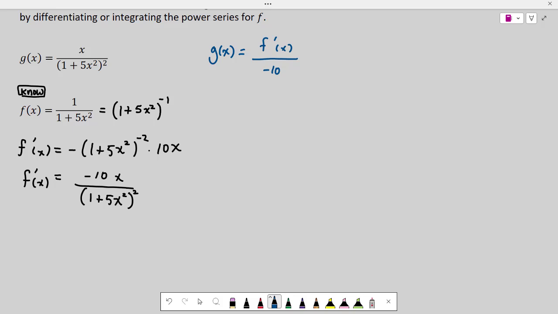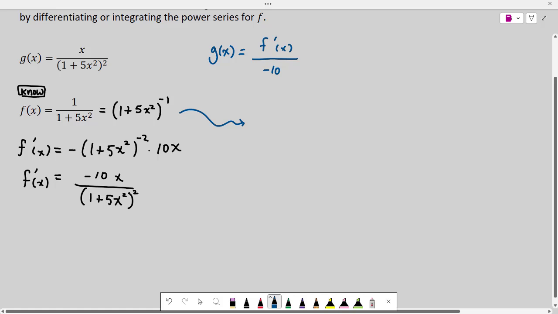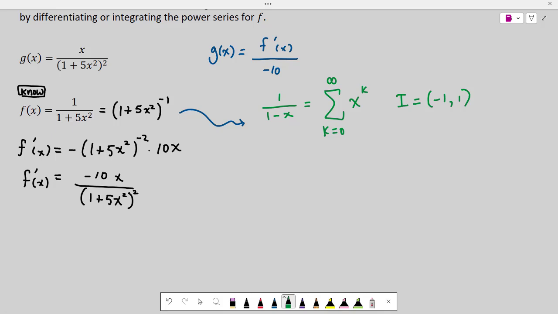So let's get the power series for f. f is going to be based on the geometric series, which is one of our root power series. That is the sum of x to the k. Just x to the k. And the interval of convergence for this power series is negative 1 to 1, excluding endpoints. That's the geometric series.